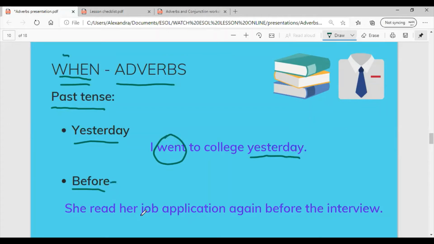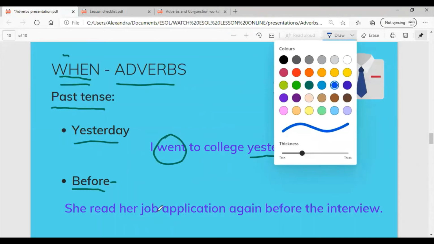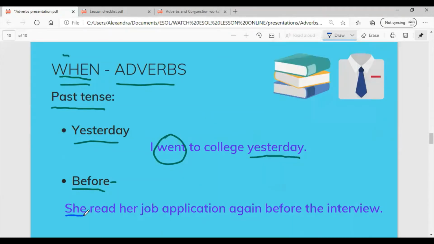So, "She read her job application again before the interview." We know that in this sentence, if we break it down, so if we look for our nouns, I'll just change my pen colour. We have she is a noun because it's the person the sentence is about. She read her job application. Now, job application, it's a thing. So remember, noun is a person, a place, or thing. Again, before the interview. So interview, and that could be a place or a thing as well. So those are our nouns.